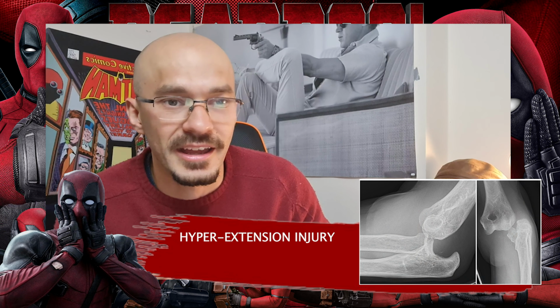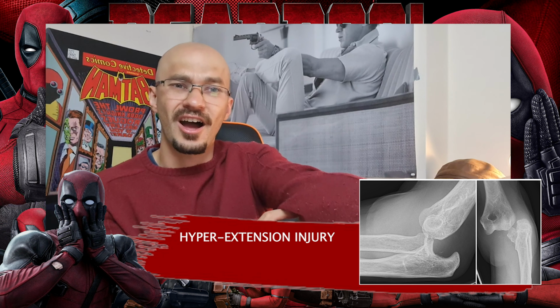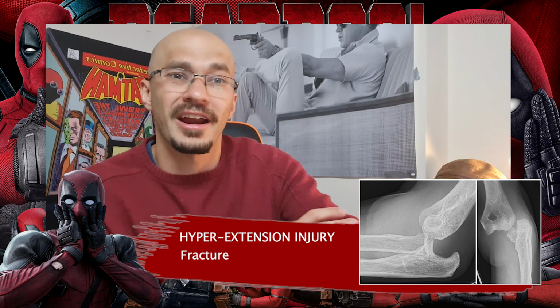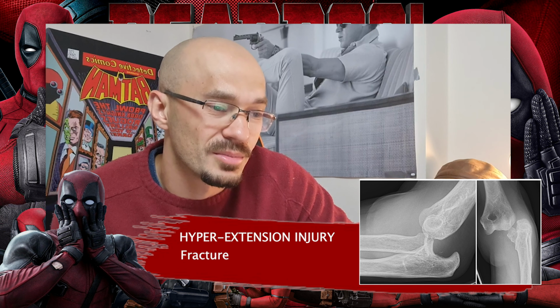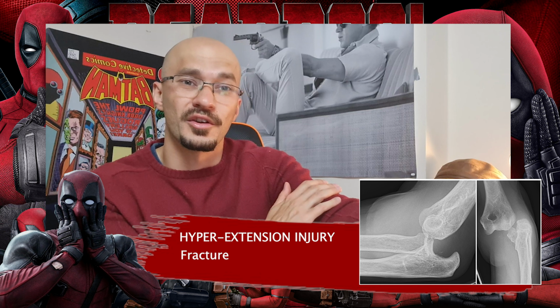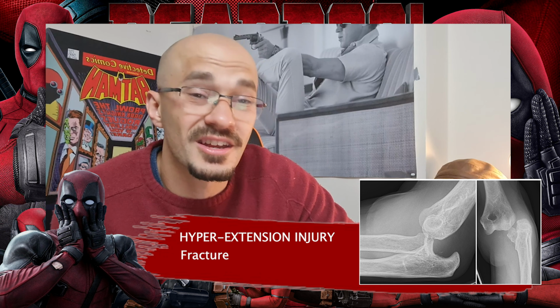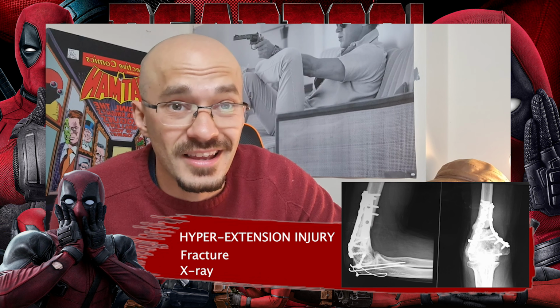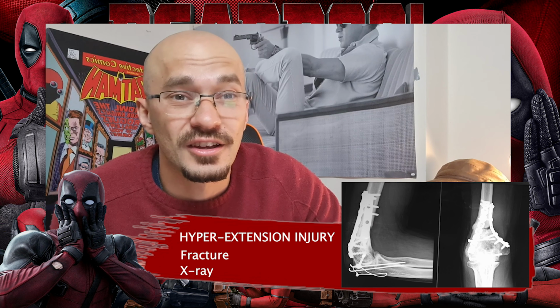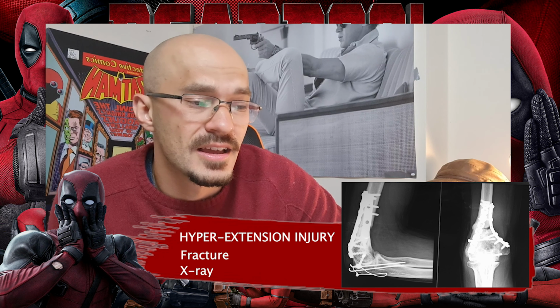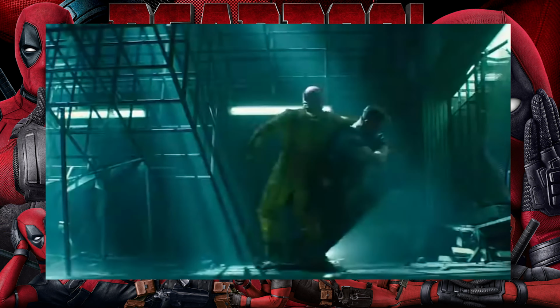But anyway, here he looks like he's done a hyperextension injury, so I'd be expecting a fragmented fracture, possibly to both bones. So you've got the humerus and you've got the ulna and radius in the forearm. So he's going to need an x-ray with immobilization and possibly need to go to theatre to have the bones pinned back in place to allow them to heal straight.